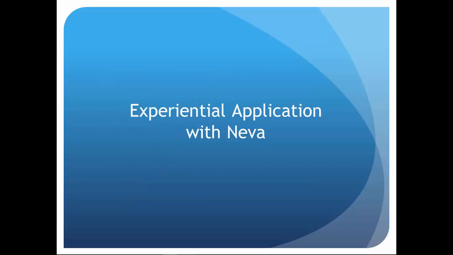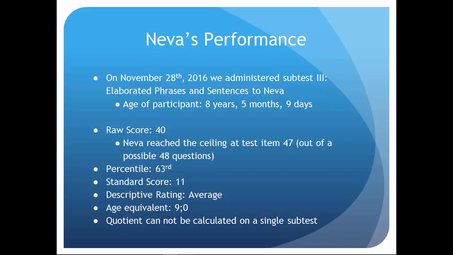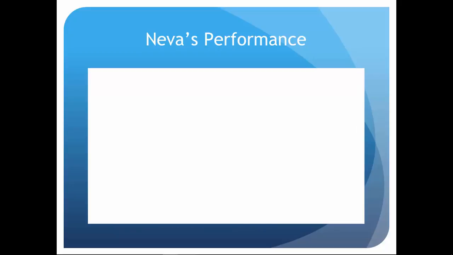Okay, so in our application with NEVA of this test, we administered subtest 3, the elaborated phrases and sentences. She is 8 years, or was 8 years, 5 months, 9 days old at that time. She got a raw score of 40. She reached the ceiling at test item number 47 out of a possible 48 questions. She was in the 63rd percentile with a standard score of 11, and that placed her in the average rating. Her age equivalent was 9 years, 0 months, and the quotient could not be calculated on just a single subtest.